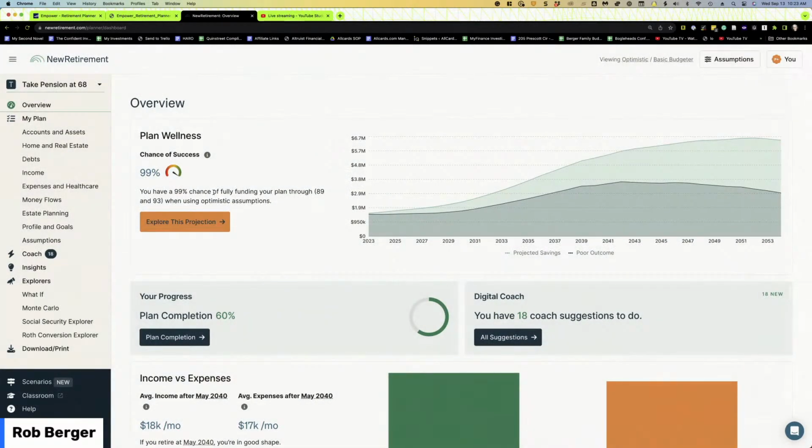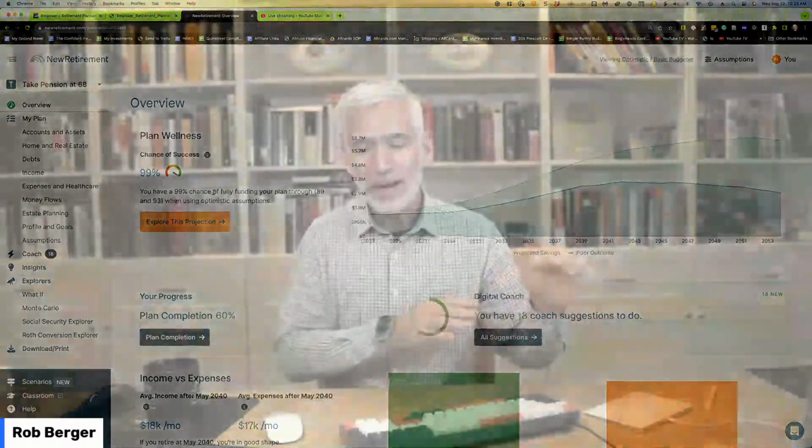So the big difference between Empower and New Retirement: one, Empower does a lot of things for you behind the scenes, which I like. New Retirement gives you a lot more control over the nitty gritty. So again, I use them both. Empower is free. New Retirement actually has a free version. I use the paid version. I want to say it's $120 a year. I should know that. I think they're both great, but they're both very different tools.